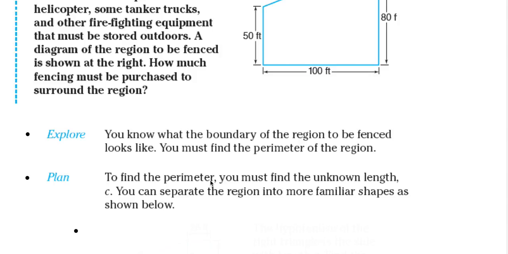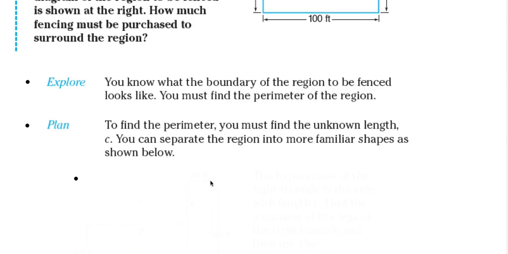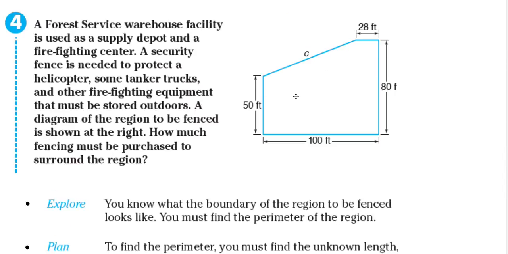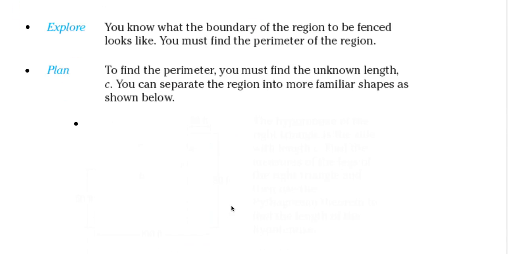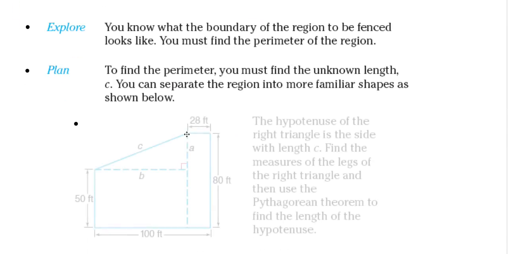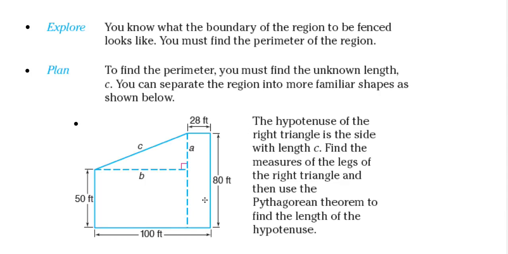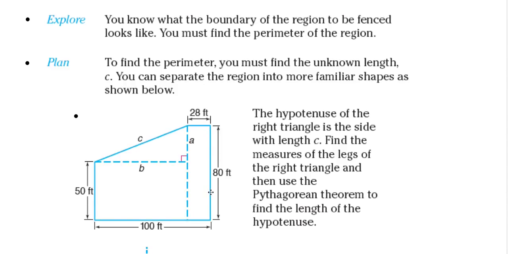You can separate the region into more familiar shapes as shown below. So if you get this particular region right here, and break it up into more familiar shapes, into two rectangles and a right triangle. Here, the hypotenuse of the right triangle is a side with length c. Find the measures of the legs of the right triangle and then use the Pythagorean theorem to find the length of the hypotenuse. So to be able to find c, we need to find a and we need to find b.